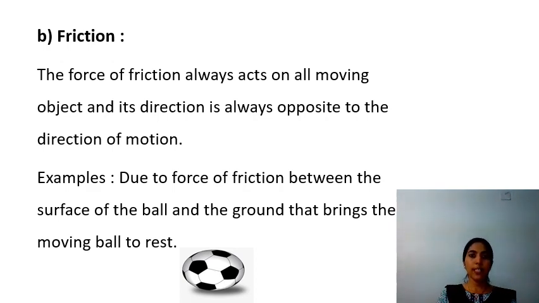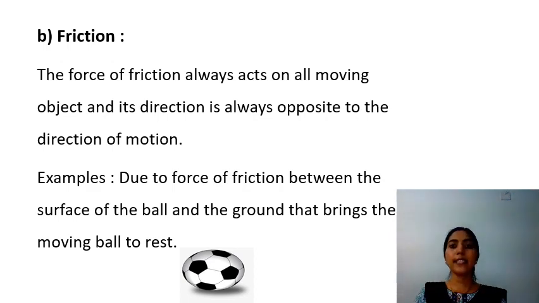The second type of contact force is frictional force. The force of friction always acts on all moving objects and its direction is always opposite to the direction of motion. So frictional force will always act in the opposite direction of the motion of an object. Because of that, frictional force slows down the motion of an object. Let's see one example. Due to the force of friction between the surface of the ball and the surface of the ground, a moving ball comes to a state of rest.